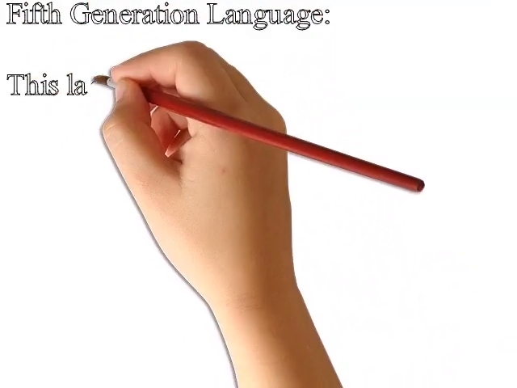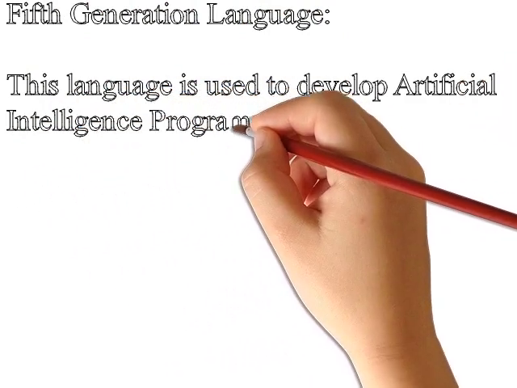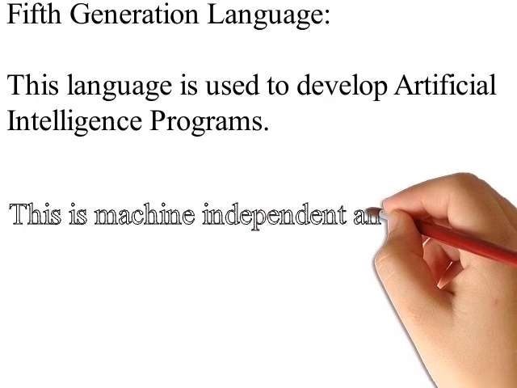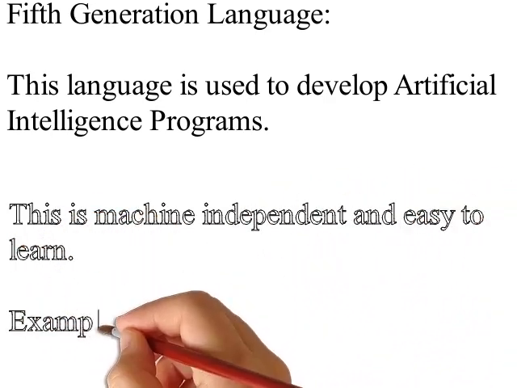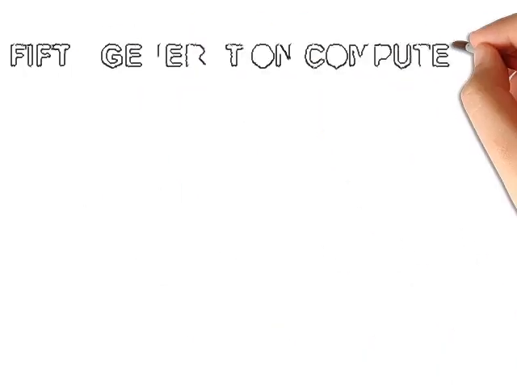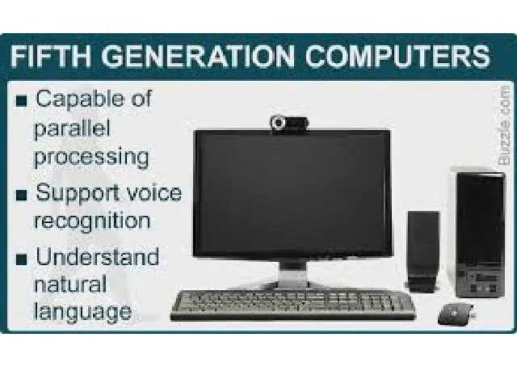Fifth generation language. This language is used to develop artificial intelligence programs. This is machine independent and easy to learn. Examples are Mercury, OPS5, Prolog. See students, fifth generation computers are capable of parallel processing and support voice recognition.